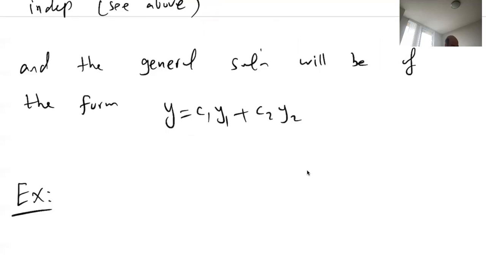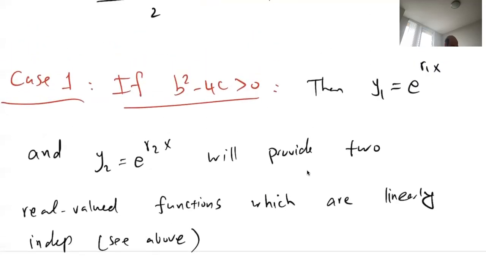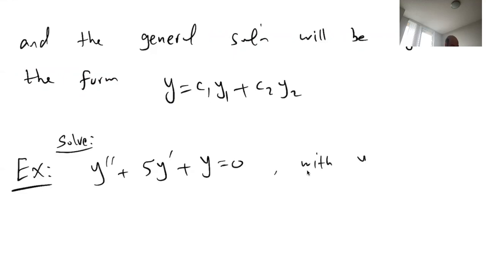of this case. For example, let's say y double prime plus 5y prime plus y equals 0. Let's say solve y double prime plus 5y prime plus y equals 0 with y of 0 equals y prime of 0 equals 1.